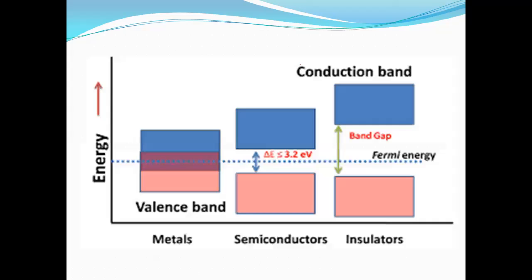On the screen, you can view the energy band gap of the three different materials: metals, semiconductors, and insulators. Insulators have a very high energy band gap, whereas in metals, both the valency and conduction bands overlap with each other. Whereas in semiconductors, there is a very small energy gap between the valency band and conduction band.